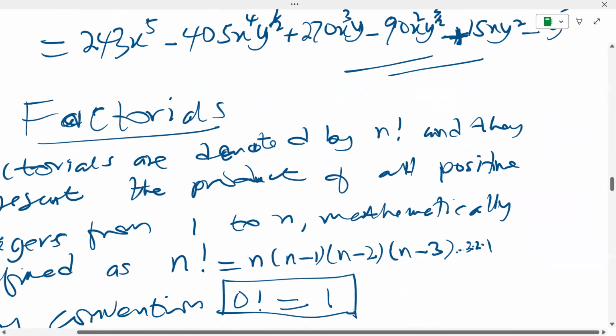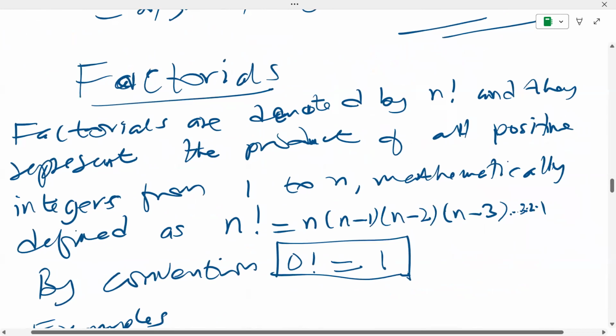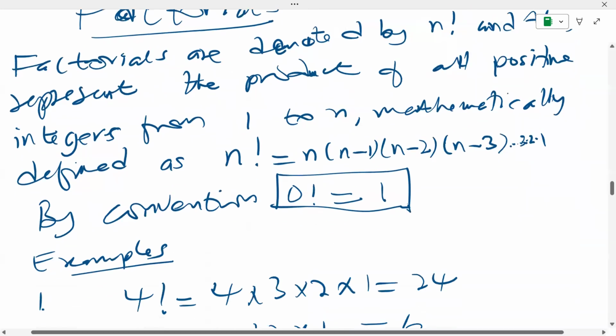We are moving on to factorials. So we want to explain what factorials are. Factorials are denoted by n with this exclamation mark, and they normally represent the product of all positive integers from 1 to n. And so mathematically, that is defined as n factorial is equal to n times (n minus 1) times (n minus 2) times (n minus 3) times ... times 3 times 2 times 1. So reduce the value until you get to 1, and then you find the product. And so that gives us the factorial. Now, by convention, 0 factorial is 1.